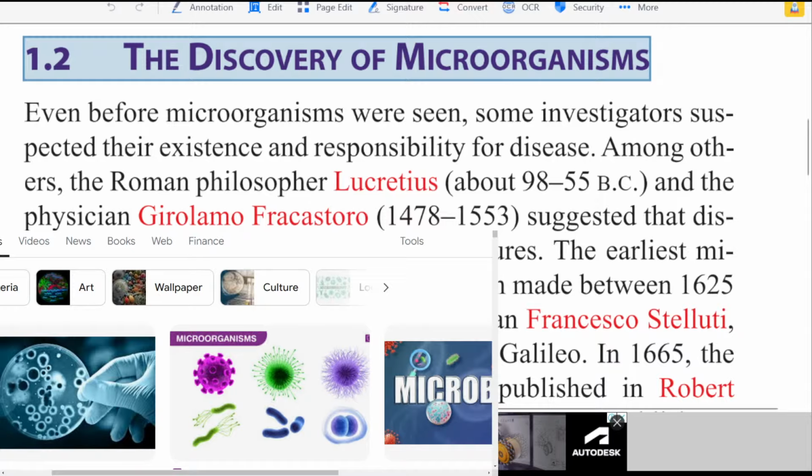I mean, the book written by Prescott, and we are finally at the stage where we are not stuck at the landmarks in the history, and we are just going to study the discovery of microorganisms and the major scientists that were involved in that.